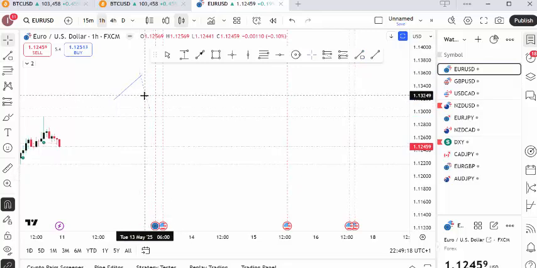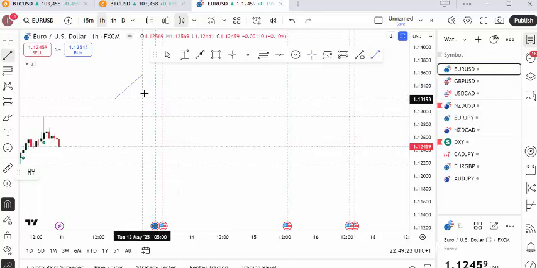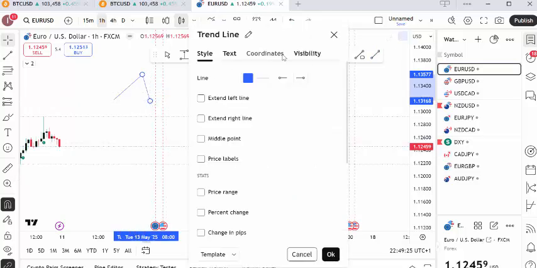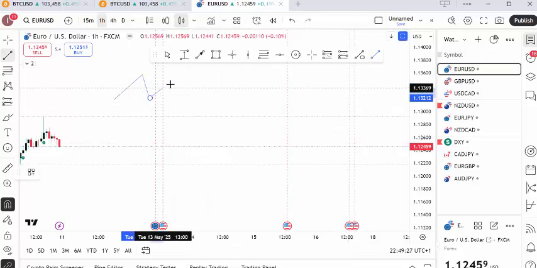Okay, I can't do that. So I think I need to go and work on my TradingView skills.